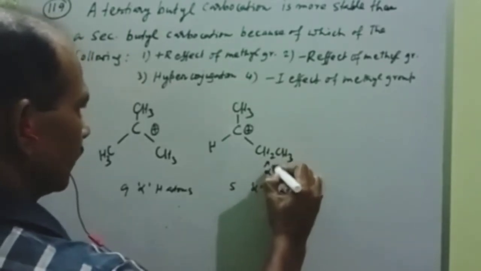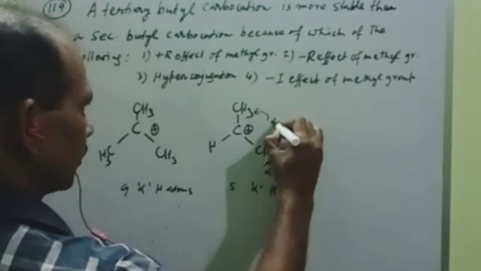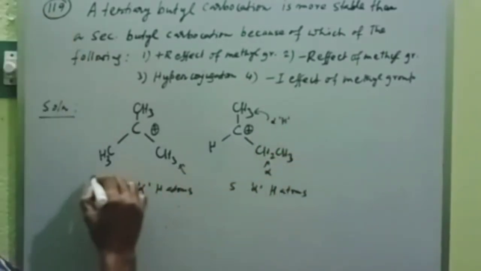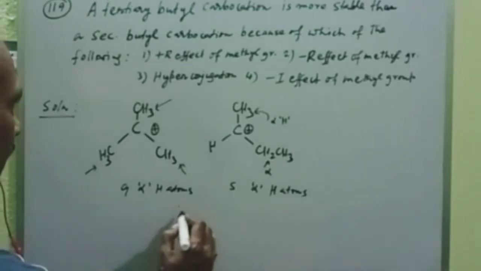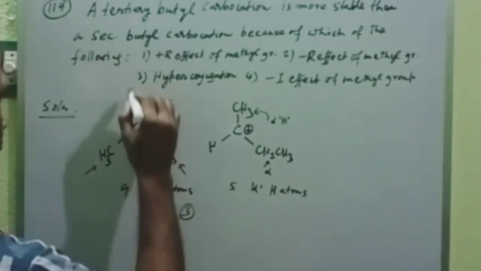These are alpha hydrogen, these hydrogen are alpha hydrogen, these are alpha hydrogen. As we know, more the number of alpha hydrogen atoms, more will be the hyperconjugative effect. Hence, more will be the stability of carbocation. Therefore, the factor for the stability of carbocation is hyperconjugation. Therefore, the correct option is option number 3. This is the right option.